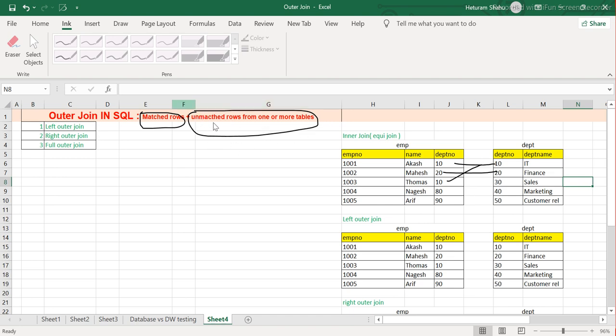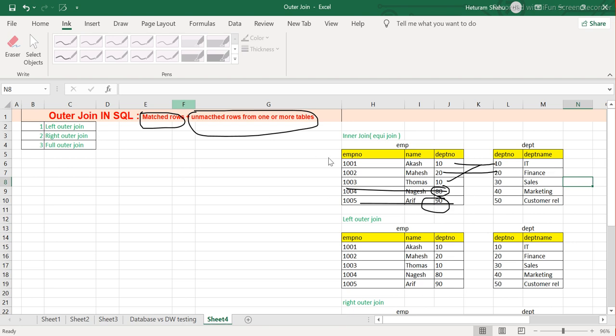Now, this is the part that we need to understand. What are unmatched rows from one or more tables? It can be unmatched rows from one table or from both the tables together. So let's understand what unmatched row means. In this one, we have looked at only the matched ones, whatever is matching. Now, what is unmatched? Let's say I want the unmatched rows from the employee table. Then essentially this row and this row, these two rows, are unmatched rows.